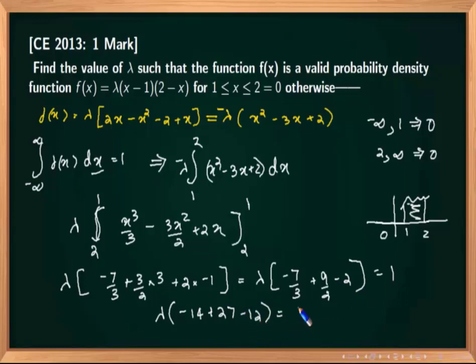The right hand side I will be having a 6. This is minus 14 plus minus 12 is minus 26. 27 minus 26 is 1. So this is lambda into 1 equals 6, or rather lambda is 6. So I will be getting the value of lambda as 6 for this thing to be a valid PDF.